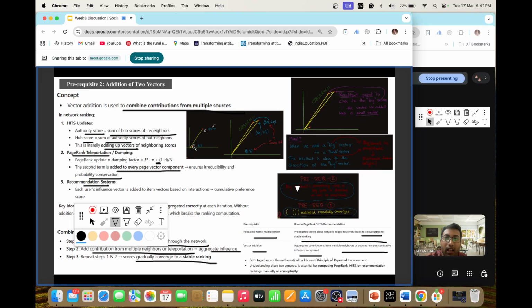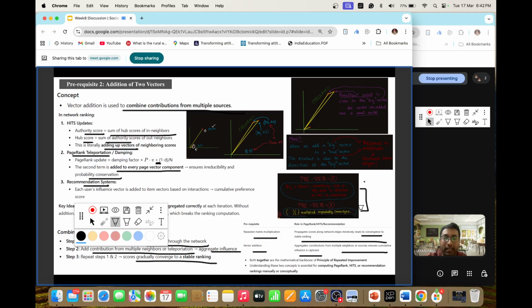And the second, which is important, is the addition of two vectors. If a big vector is added to a small vector, the resultant that we get will be closer to the big vector, both in direction as well as magnitude. So these are the two prerequisites.